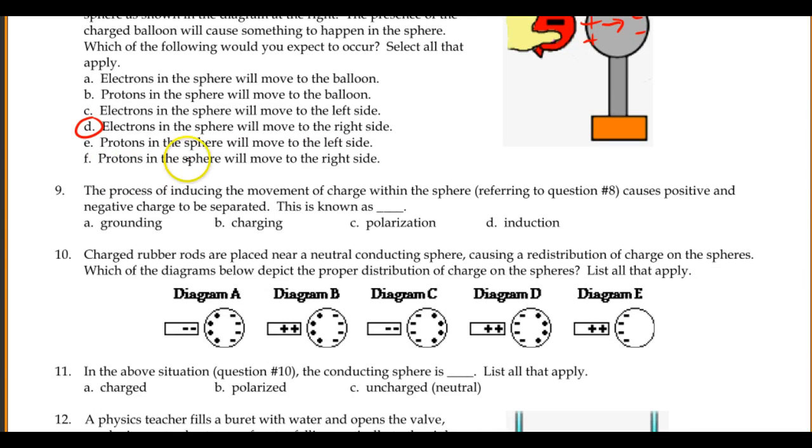So the process of inducing the movement of charge within a sphere, causing positive and negative charge to be separated, is known as polarization. You probably think of poles most often with magnets. You have a north and a south pole. Well, with electricity, we can have a positive and a negative pole. We've turned it into two separate poles.